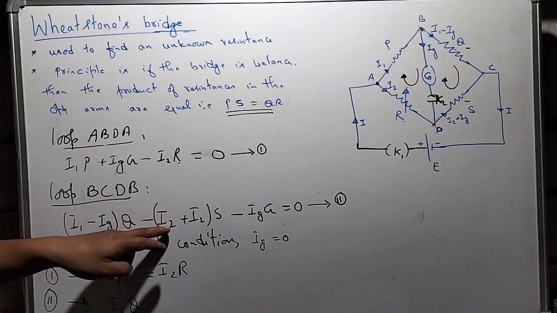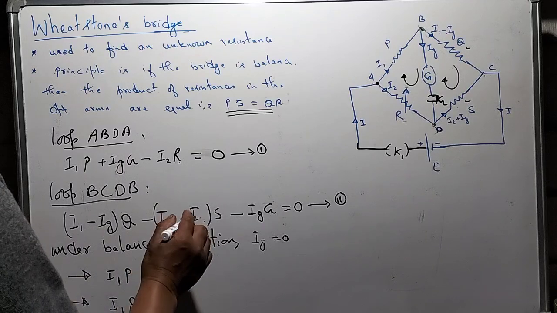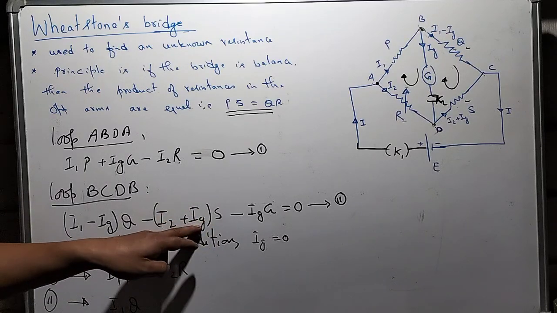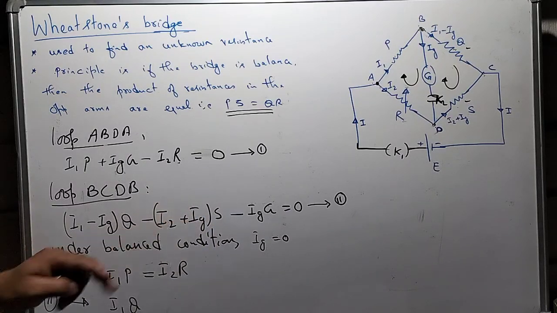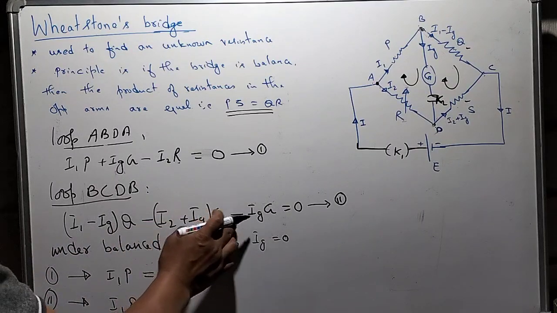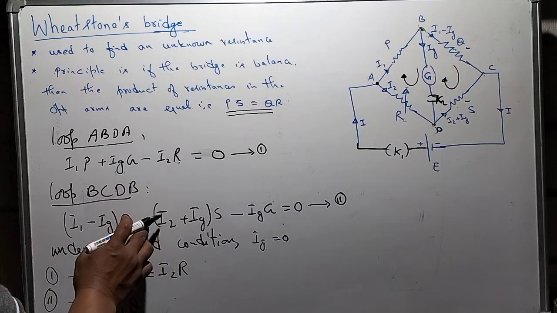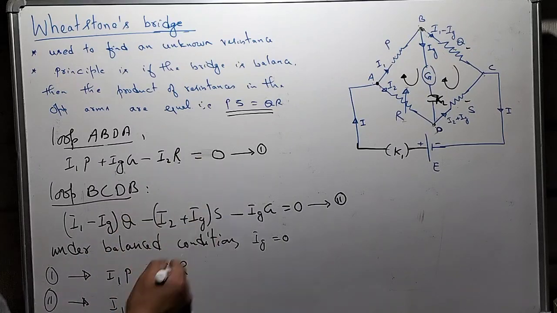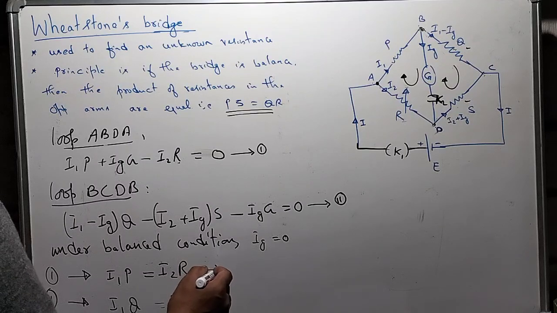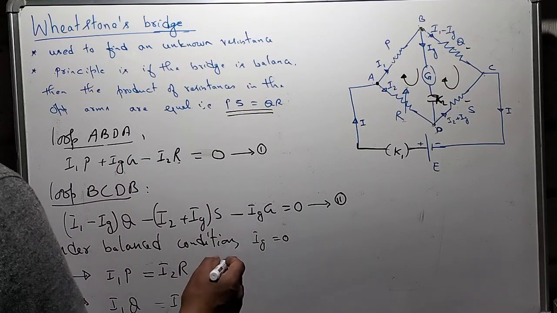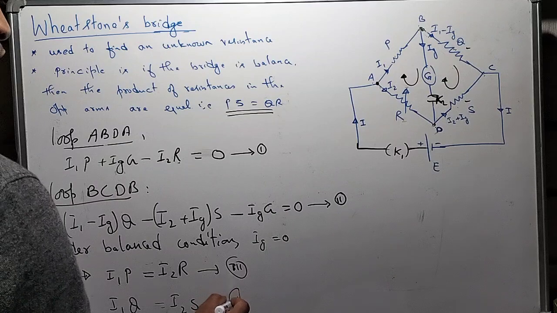I think I made a mistake, this is I2 plus Ig, right? Okay. So this also becomes 0, so you have only minus I2S, and Ig is 0 on the balance condition. So taking this minus I2S to the right, you get I1Q equals I2S. Now this is your equation 3, and this is your equation number 4.